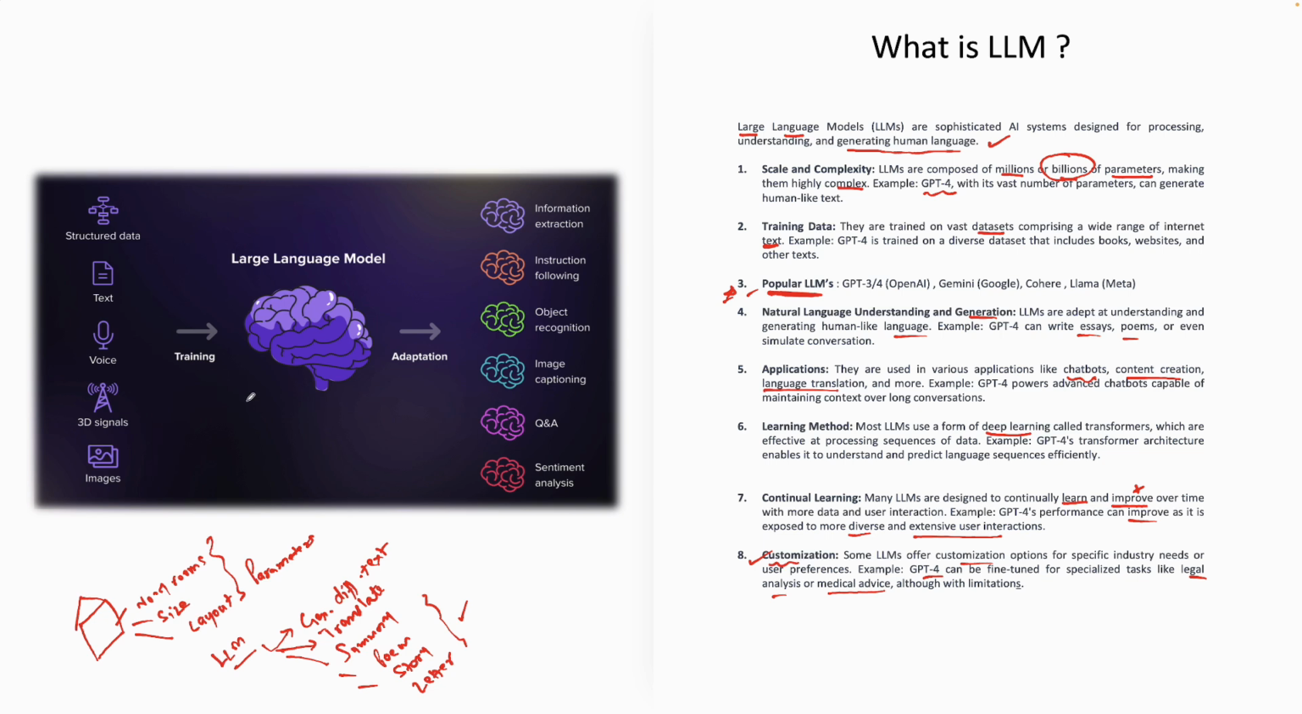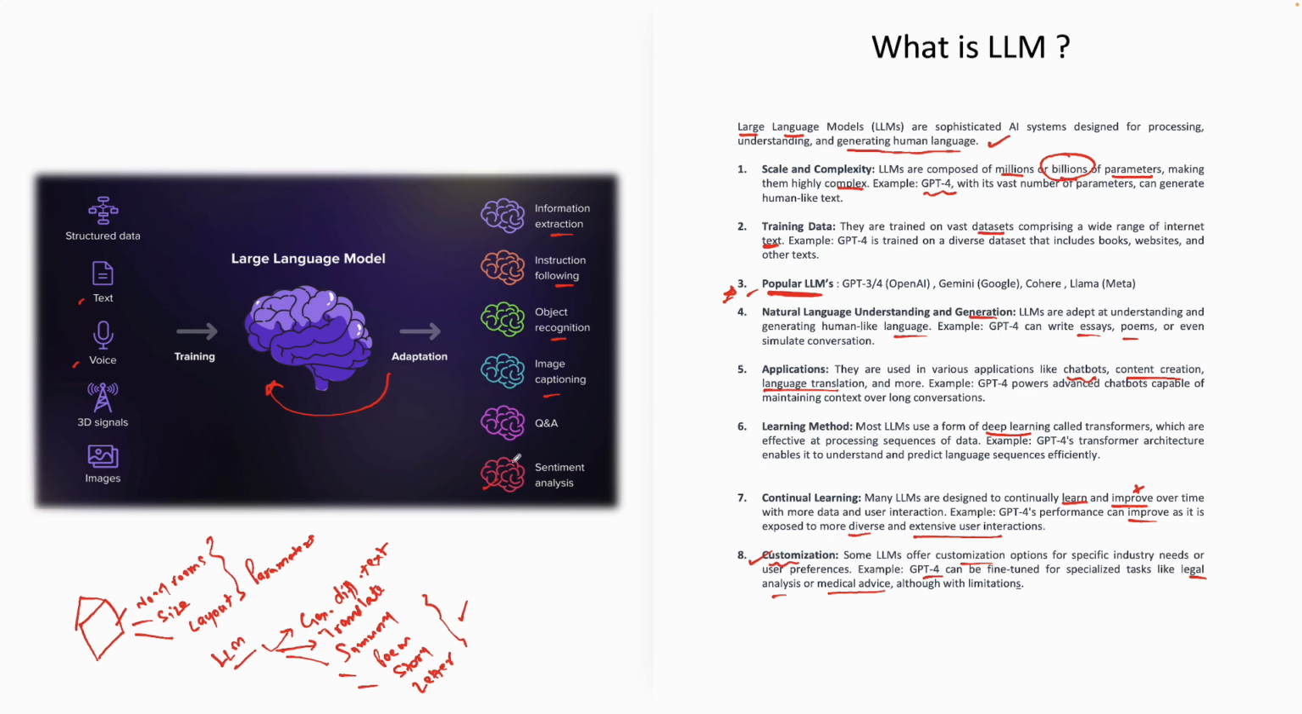Here it just shows you the kind of inputs you can have. It could be structured data, it could be text, it could be voice. All these inputs go to the training model. You have your training data, and you give it to the large language model. It adapts because it's continuously learning, and it can produce information, instructions, object recognition, image captioning, Q&A, you can create a quiz, you can do sentiment analysis, like what we studied.